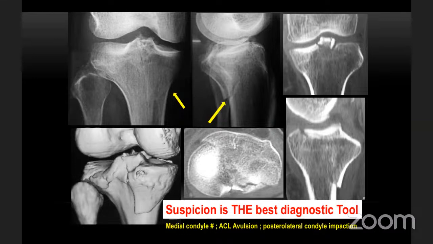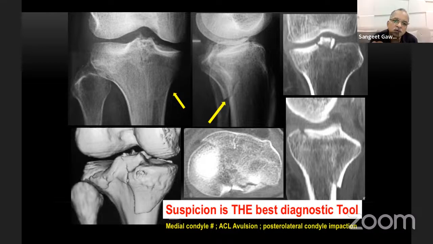If you see 3D CT, you will be able to know how much depression is there in the AP plane. And in the coronal plane, you can see how much fragment is there, everything you can see. So you should always read 2D CT also. But Jignesh bhai, do you agree?